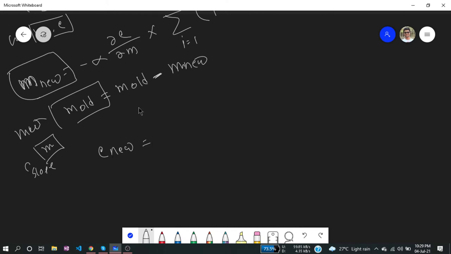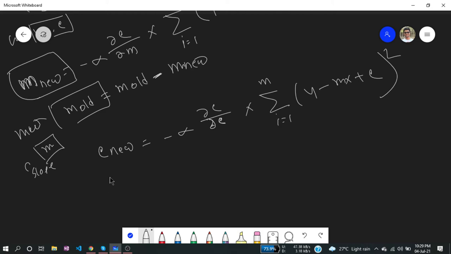So we will calculate the new c. What would be my formula? Alpha minus alpha times the derivative with respect to c, because now m is a constant, we are considering just c, of the summation of (y minus (mx plus c)) whole square. Now we had our old c, so c new is equal to c old minus the derivative term. Are you getting it?